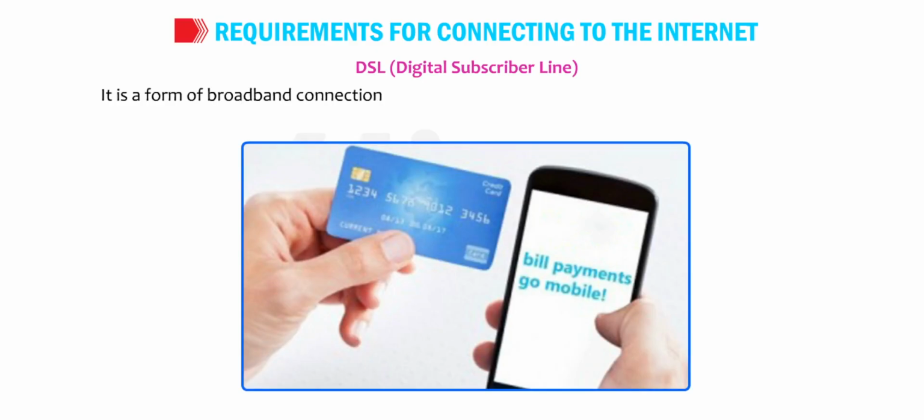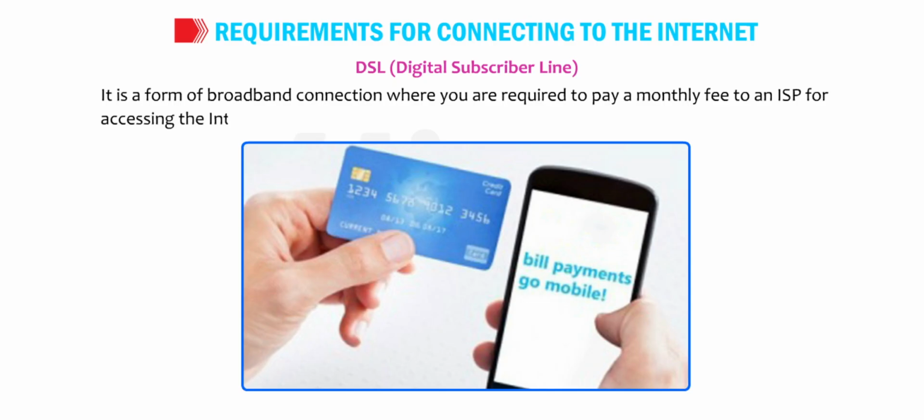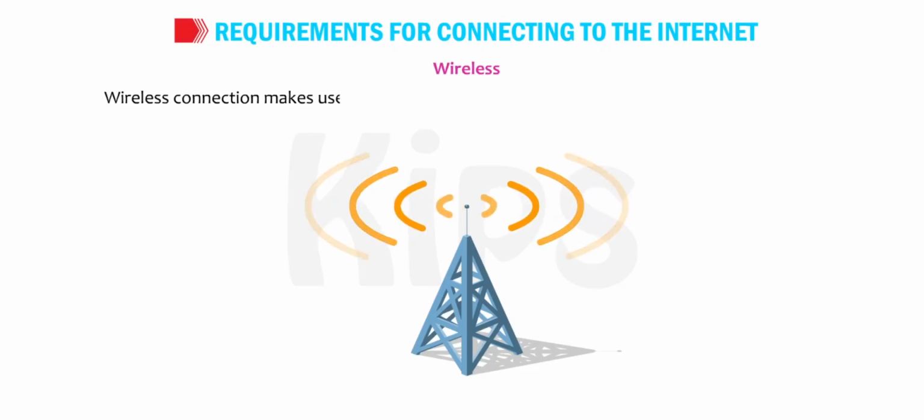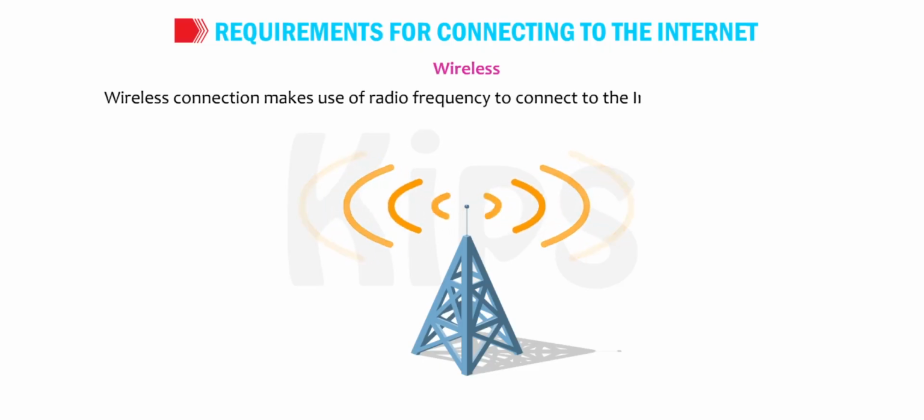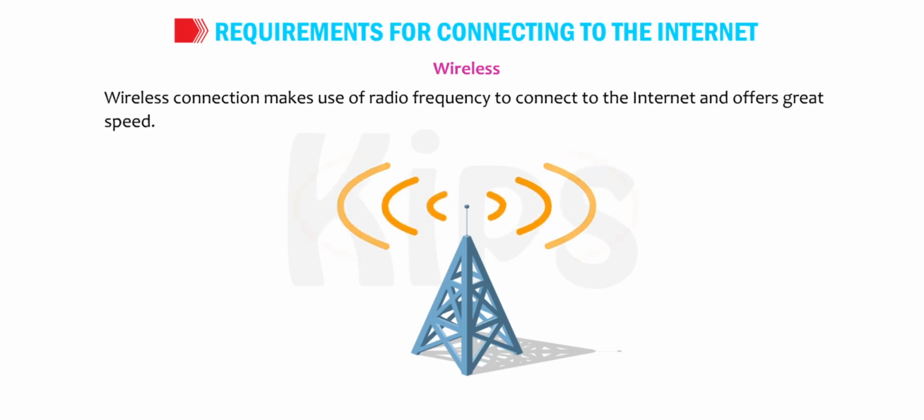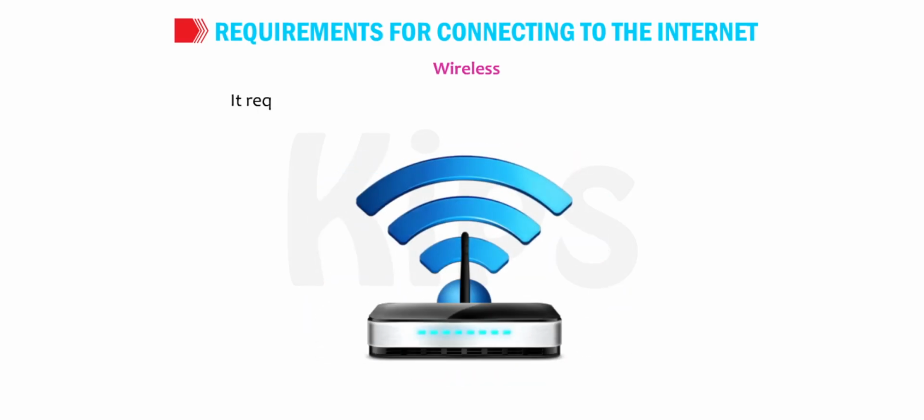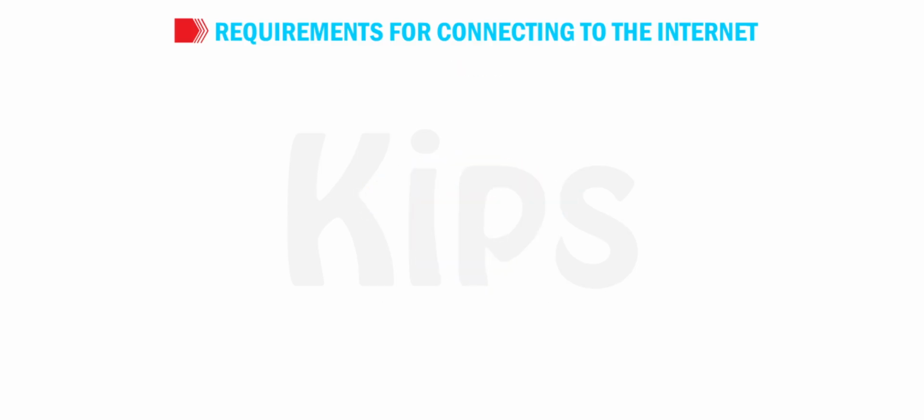It is a form of broadband connection where you are required to pay a monthly fee to an ISP for accessing the internet. Wireless. Wireless connection makes use of radio frequency to connect to the internet and offers great speed. It can be accessed from any location that comes under the network coverage area. It requires a Wi-Fi modem to be connected to your computer.